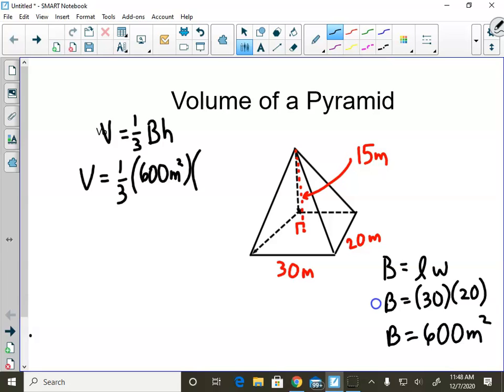Now the height of the pyramid is what you see there in red. Not to be confused with the slant height, which would be the height of one side of the pyramid that you see here in green. So those are two different things. We're dealing with the height of the pyramid, which is the perpendicular height, which in this case is 15 meters.